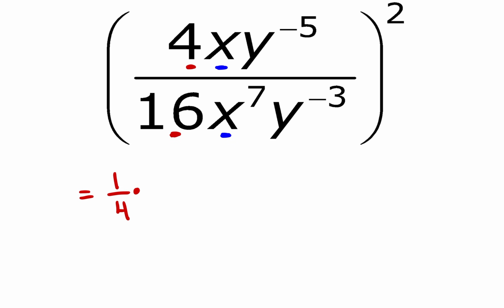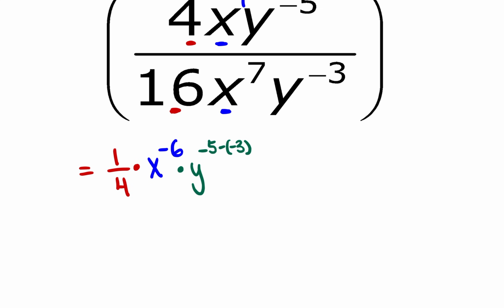Times, then we have x to the first power divided by x to the 7th, which means what? That we have x to the 1 minus 7, that gives you negative 6, times we have y to the negative 5 divided by y to the negative 3. Now for this one, that's going to turn into what? Instead of subtraction, you have to convert that to addition. So this can be rewritten as follows.